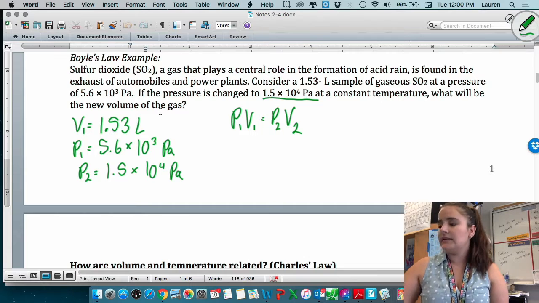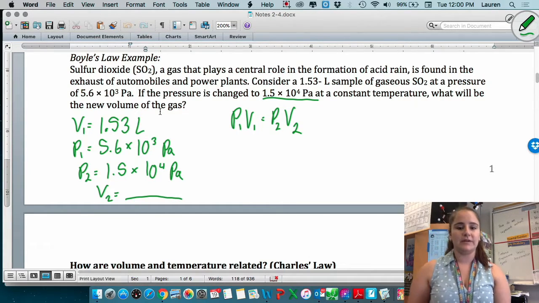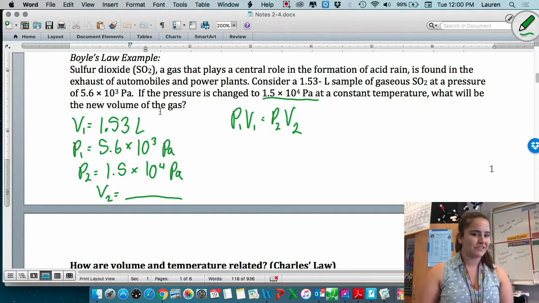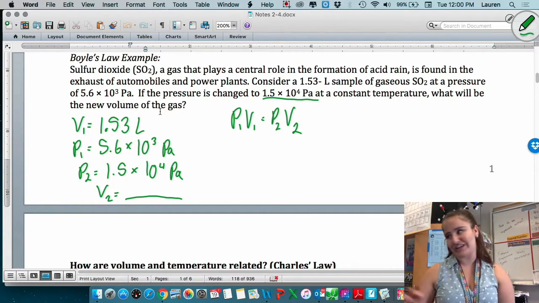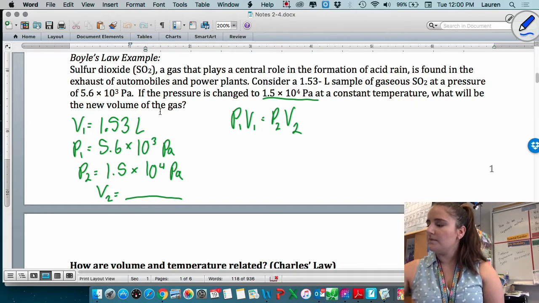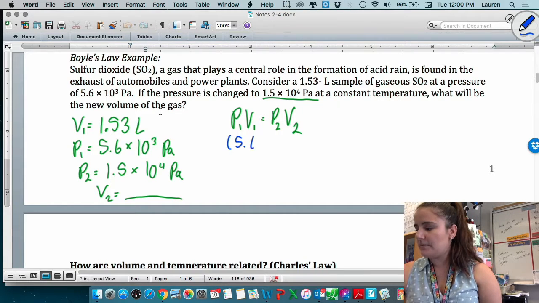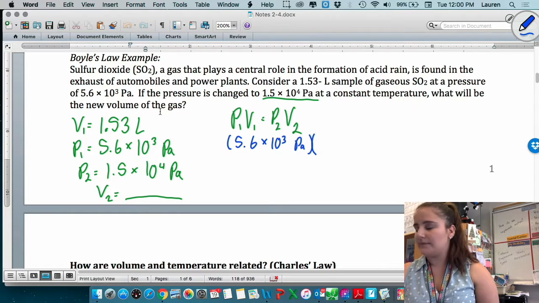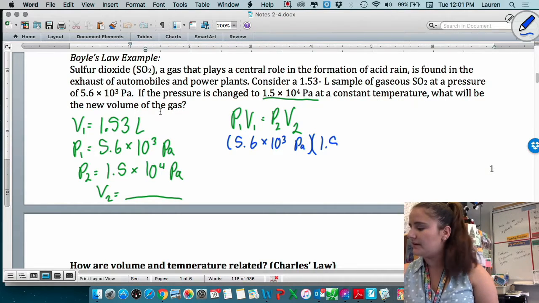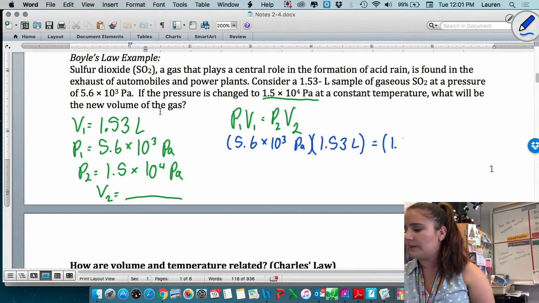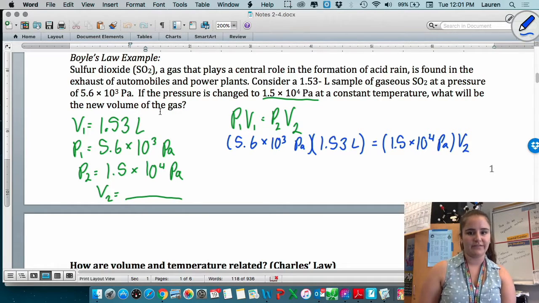Okay, and it's asking for our V2. So our V2 is what we're trying to find. Now all we've got to do is plug and chug. P1, 5.6 times 10 to the third pascals times V1, 1.53 liters, equals P2, 1.5 times 10 to the fourth pascals times V2, which is what I'm trying to find.